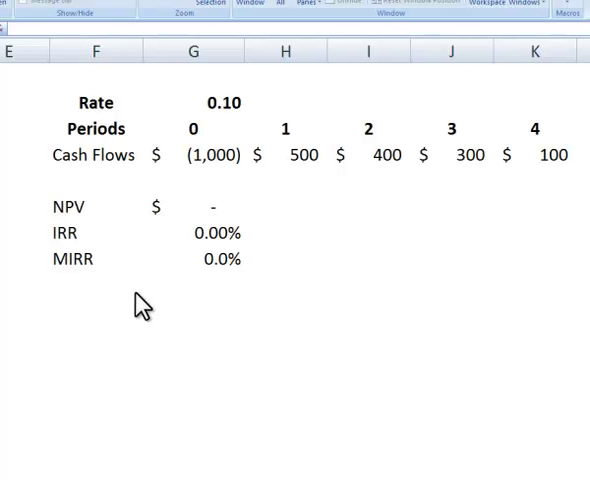In this case, I'm going to demonstrate both the internal rate of return, which we did with the calculator, as well as the more complicated modified internal rate of return here in Excel. So what I've laid out here is a series of cash flows where we have -1,000 in year zero, 500 in year one, 400 in year two, 300 in year three, and 100 in year four. Now the rate that I'm using for this exercise is 10%.